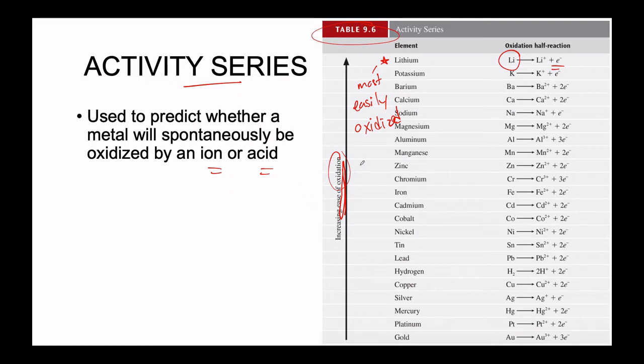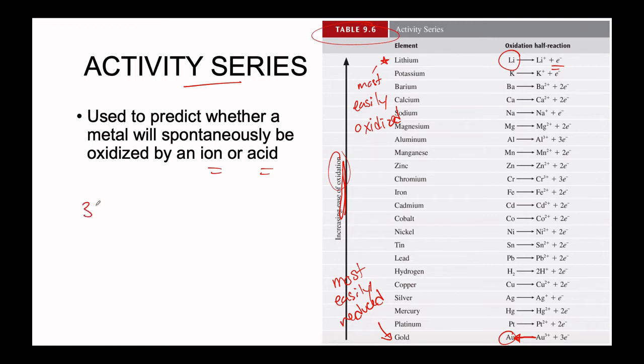If we work our way all the way down further on the table of the activity series, we can see that gold down here is going to be the least easily oxidized. In other words, this is going to be the most easily reduced element. Gold is not going to give off 3 electrons very easily. In fact, the reverse of this reaction is going to be much easier, where gold, in its 3+ charge, is going to prefer to be reduced by 3 electrons to become elemental gold. And so if we partner up different elements or ions, we can question whether or not we're going to get a spontaneous redox reaction.